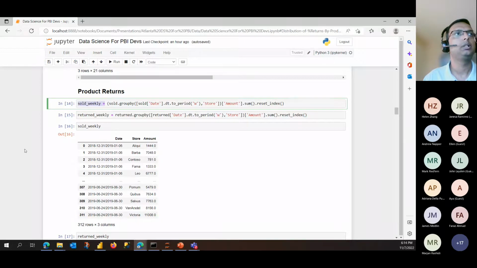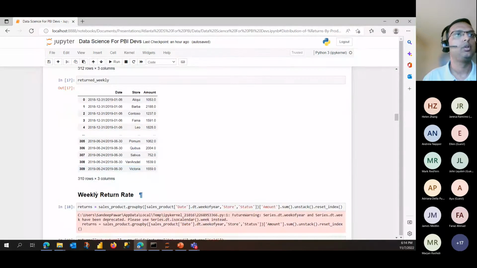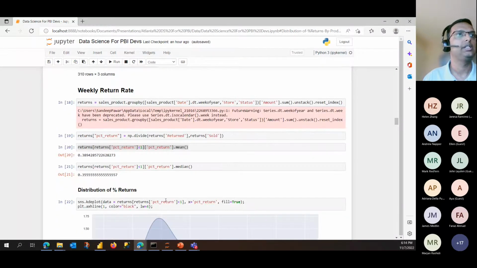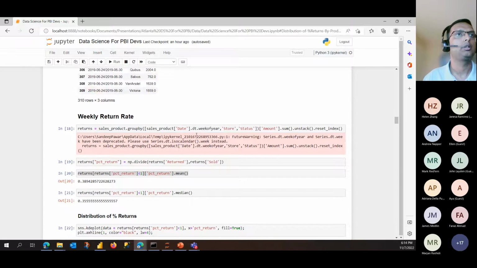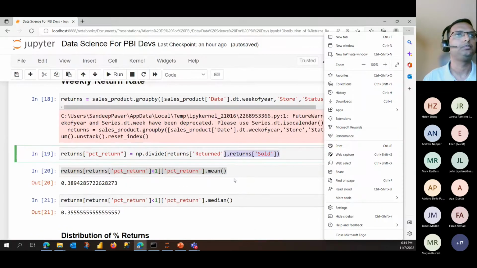So that gives me the products that were sold and the products that were returned by the week of the year. Okay. So I created that, and then I joined it together to create a weekly return rate, which essentially is nothing but just the division between the returns and the products sold. And then let me zoom in a little bit. You can see it better.